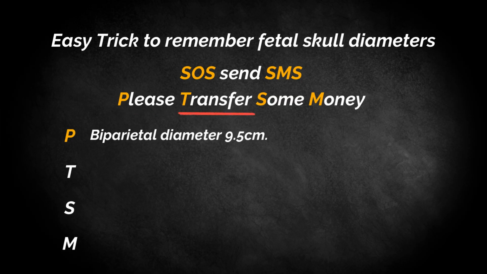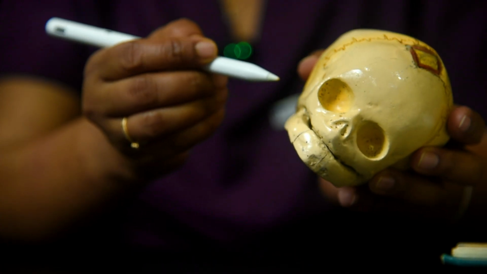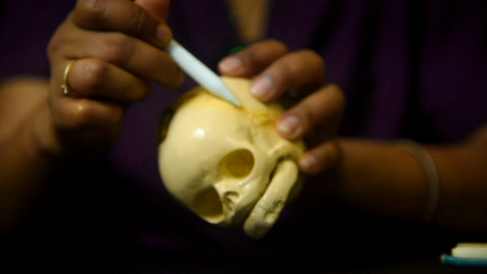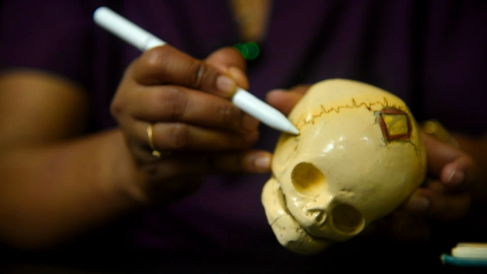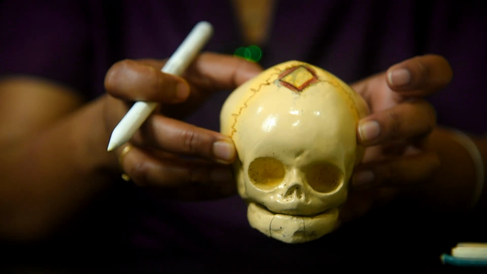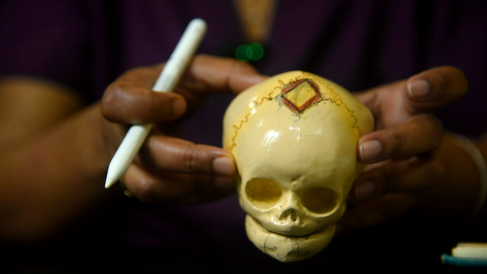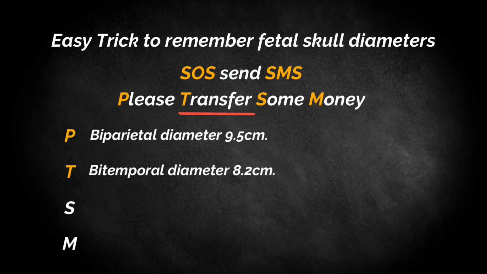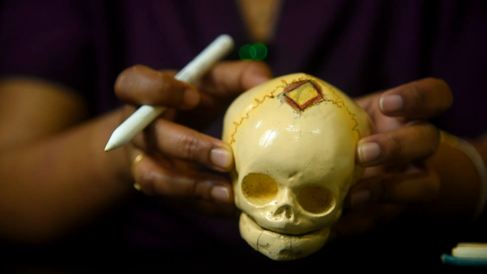Now come to the T, transfer. Start with the T, bitemporal. That is between the two farthest points of the coronal suture. I have already explained this is the coronal suture. The two farthest points of this coronal suture, here to here. So this is known as the bitemporal, which is 8.2 centimeter in diameter. So this is the second one as a transverse diameter.